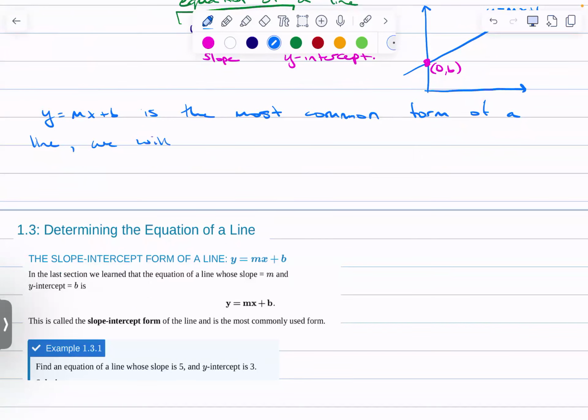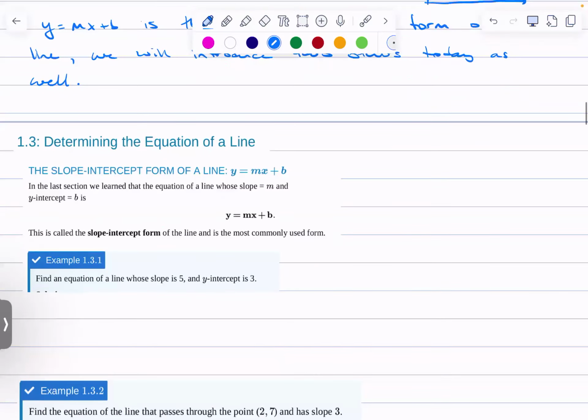We will introduce two others today as well. As long as you're comfortable with y equals mx plus b, I'm happy, right? But it can happen, especially on your assignment questions, that you need to work in the standard form or the point slope form, and so it's nice to have those and know what they are.